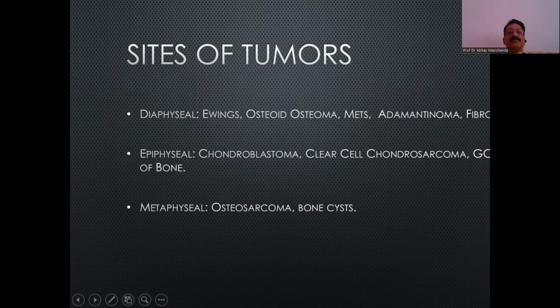Sites of tumors. If the tumor is seen in the diaphysis, what variety of tumors can it be? It can be Ewing's, it can be osteoblastoma, it can be metastasis, it can be adamantinoma, it can be fibrosarcoma. If the tumor is epiphyseal, then the tumor can be chondroblastoma, it can be clear cell sarcoma, it can be giant cell tumor. But when the tumor is metaphyseal, then it can be either osteosarcoma or a bone cyst.